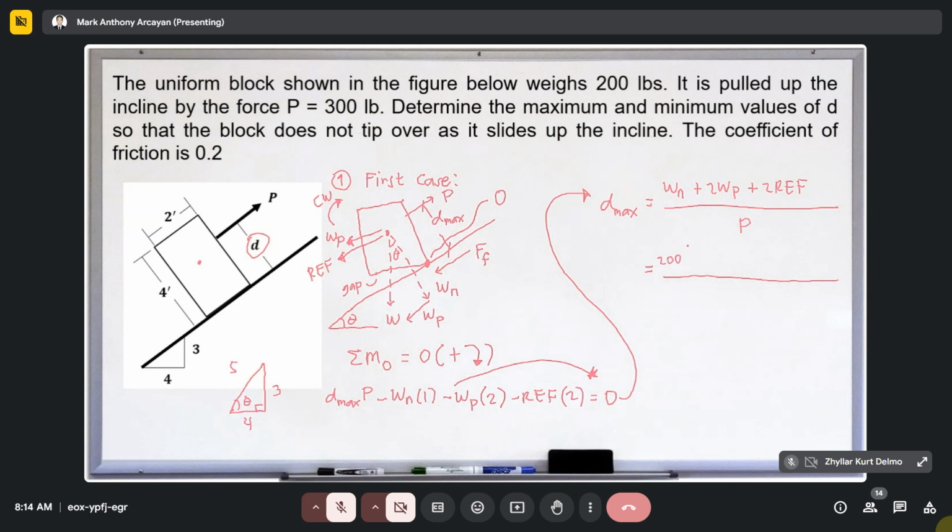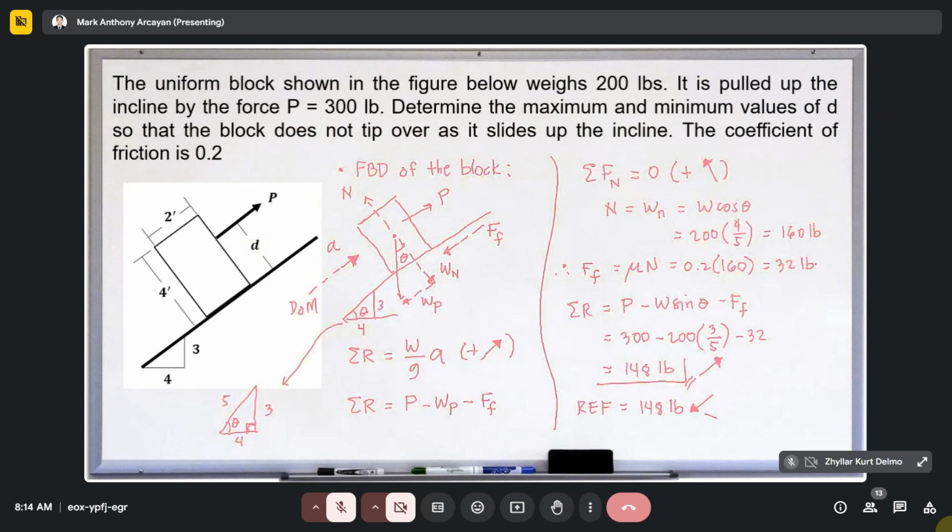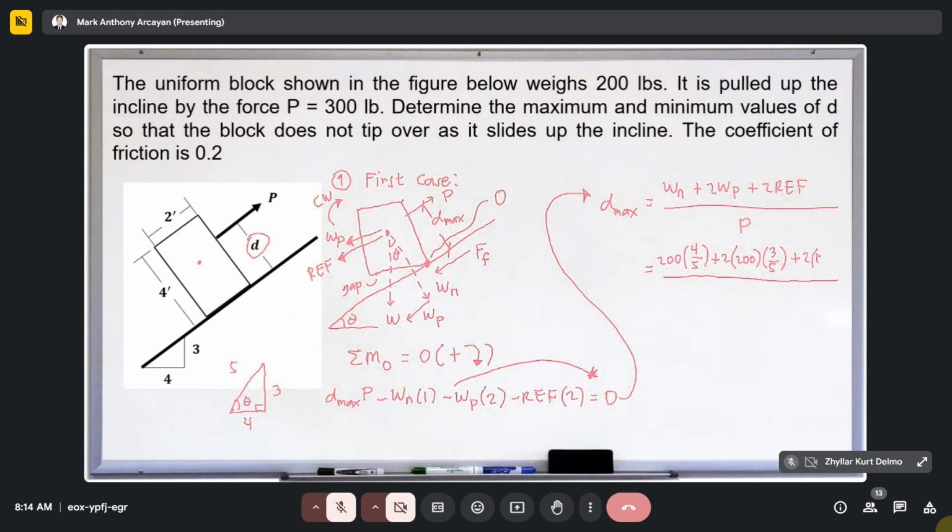So we have here 200 times the cosine, so that's 4/5, then plus 2 times the parallel component, that's 200 times the sine of theta, that's 3/5. Then plus 2 times the reverse effective force is 148 all over the value of P, that's 300. Okay, let's input this one in our calculator.